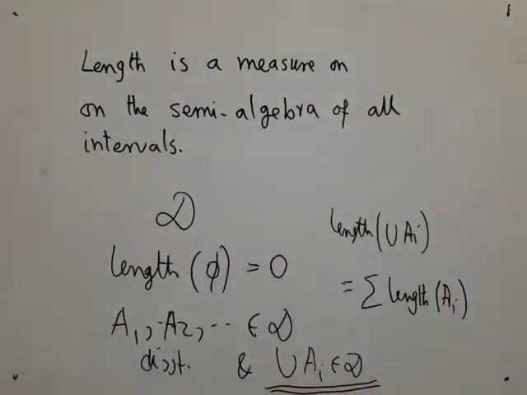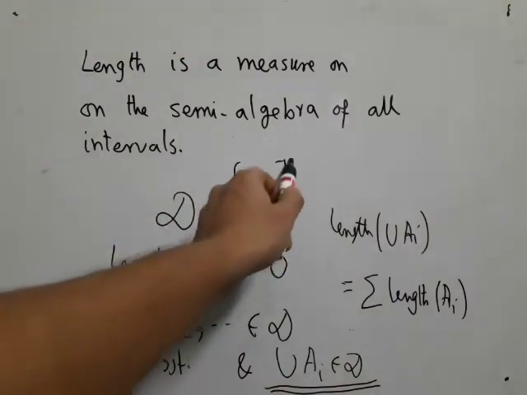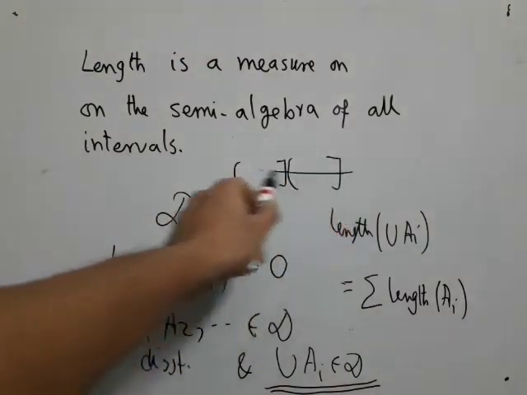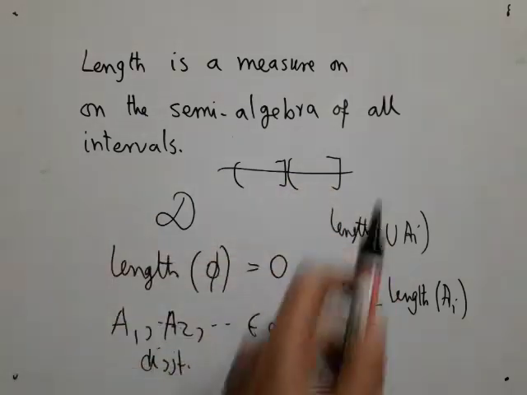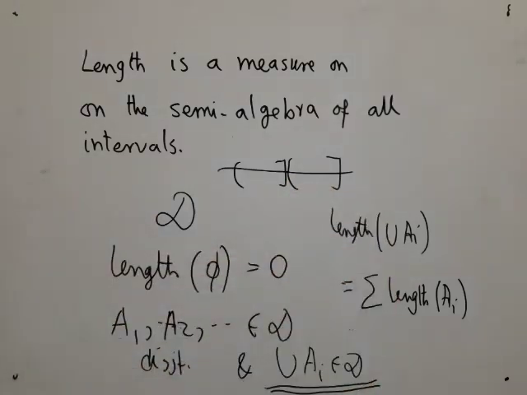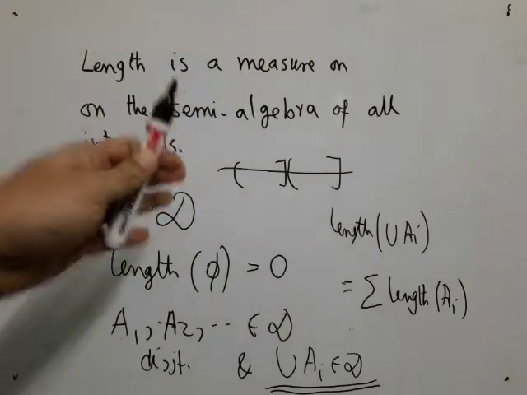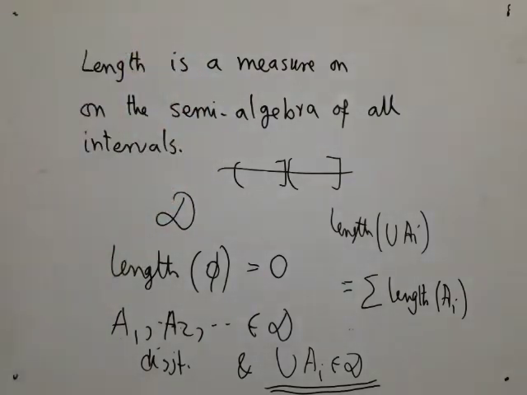But so far, I am just starting with intervals. So I have to put this condition. If you give me certain disjoint interval such that their union is again a single interval, then this is definitely true. A very humble statement, but that's all that I can make at this point. In the next video, we shall start building it up from semi-algebra to algebra to sigma algebra. So stay tuned for that.